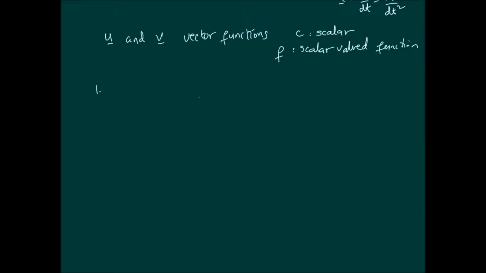The first of these properties is that if we differentiate the sum of two vectors, u(t) plus v(t), then that is simply u'(t) plus v'(t). There's not much that we can say about that. It's reasonably straightforward. And the same applies if we were to take the difference of the two vectors and the derivative of the difference of two vectors.